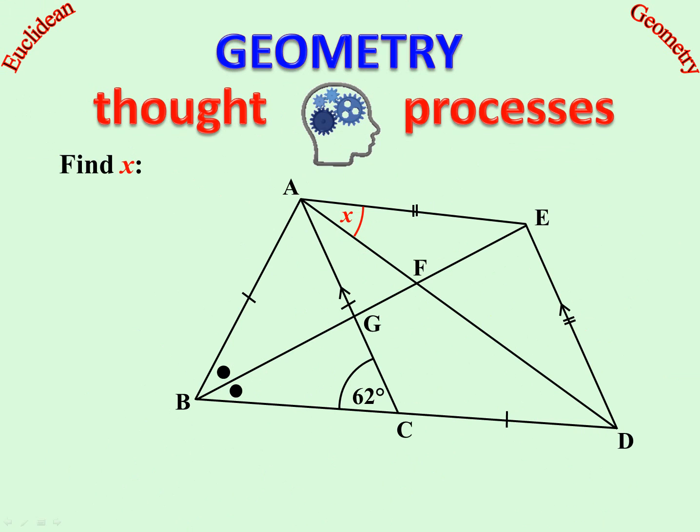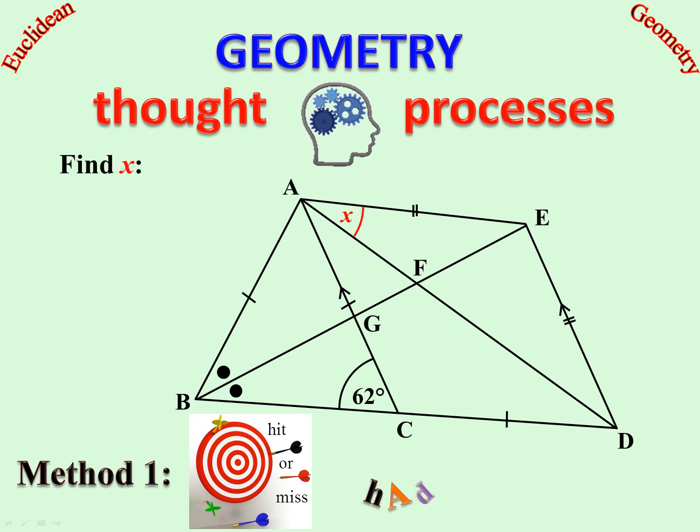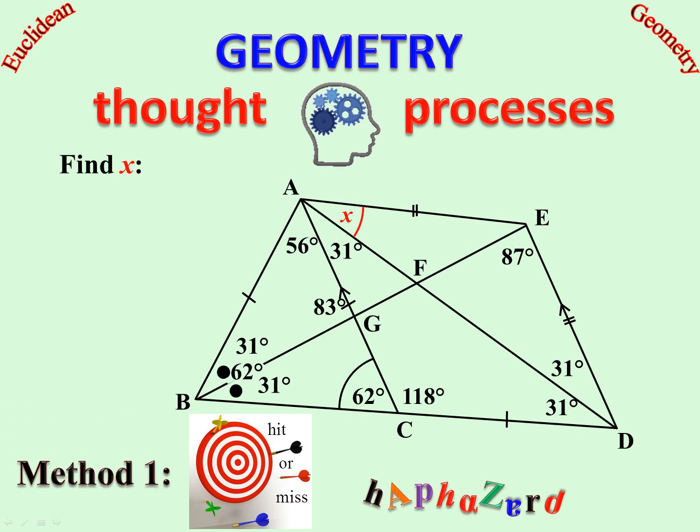Well, there are two ways I can do that. There is the hit or miss method, where we just try to find as many angles as possible and hope that we hit the x. Here's the hit or miss. Oh, all these angles. Wonderful. It gets very confusing. Obviously, I'm exaggerating it a bit.